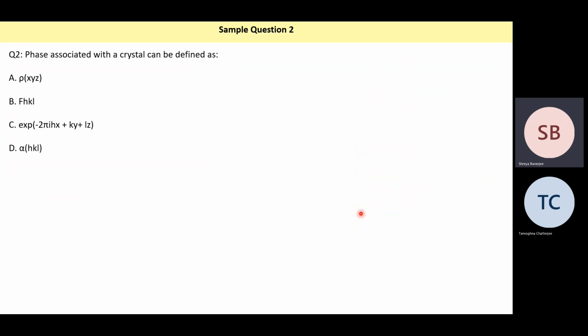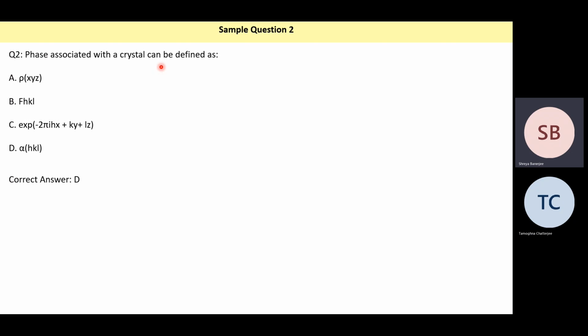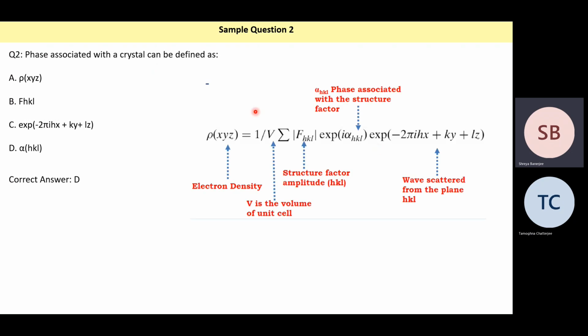So the next question is that phase associated with a crystal can be defined as. Alpha HKL. Yes. So the correct answer is D. And if you look at the entire expression, rho is the electron density, V is the volume of the unit cell, FHKL is the structure factor or the amplitude, alpha HKL is the phase, and the H, K, and L are the Miller indices.